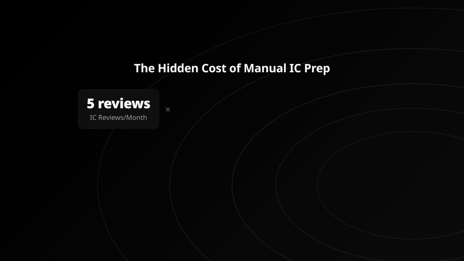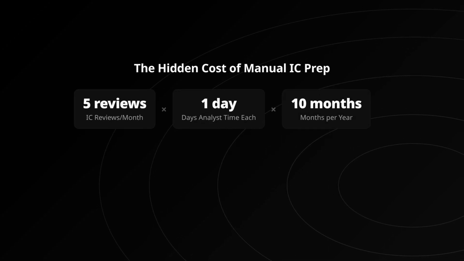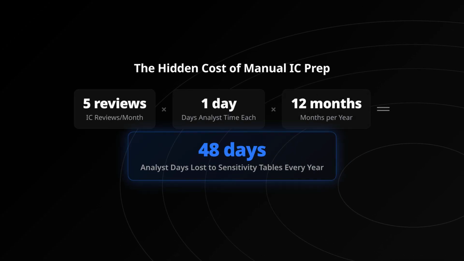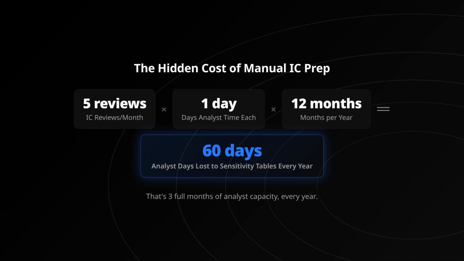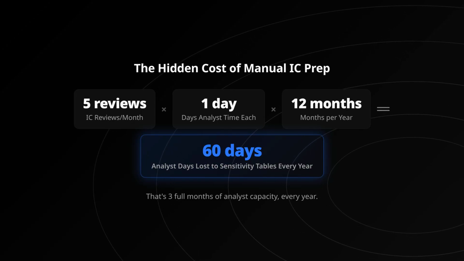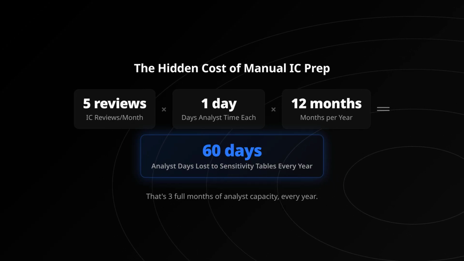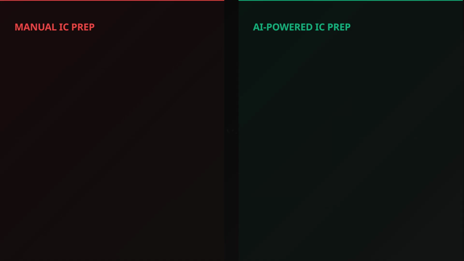Let's do the math on what this is actually costing you. 5 IC reviews per month, one full day of analyst time each. 12 months a year, that's 60 analyst days spent on sensitivity tables alone before a single deal gets approved.